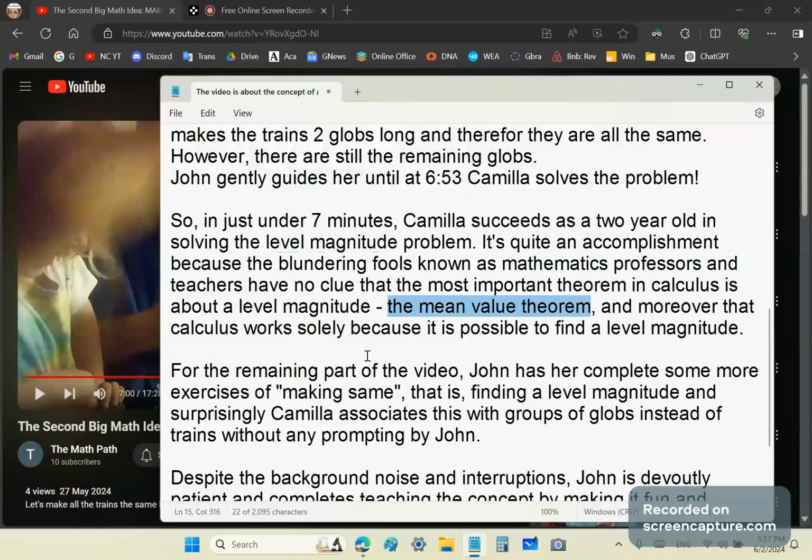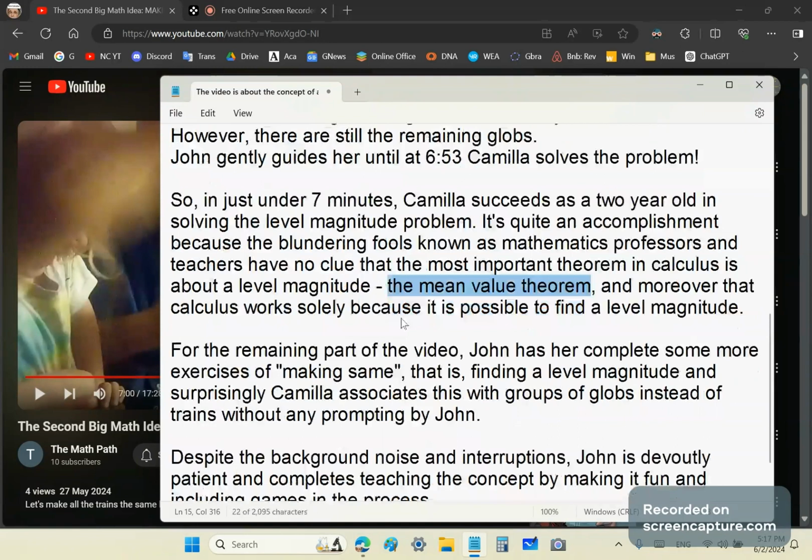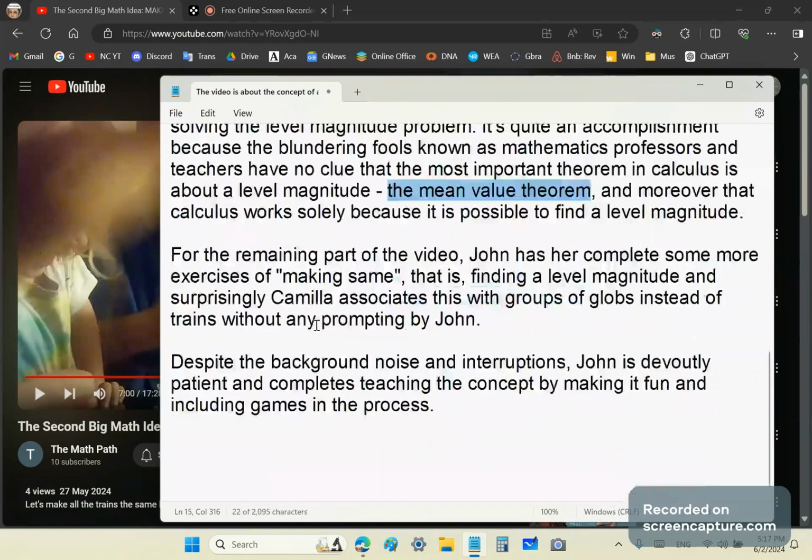Doesn't matter whether you're integrating one expression, or you have a double or triple integral, or you're evaluating line integrals or flux integrals. Everything comes back to this most important concept, the mean value theorem. And guess what? Camilla already knows it at 2 years old, but the blundering morons of mainstream mathematics academia, they don't. Okay. And if you see the statement of the mean value theorem as they state it, it's totally unremarkable and it doesn't convey the true meaning.